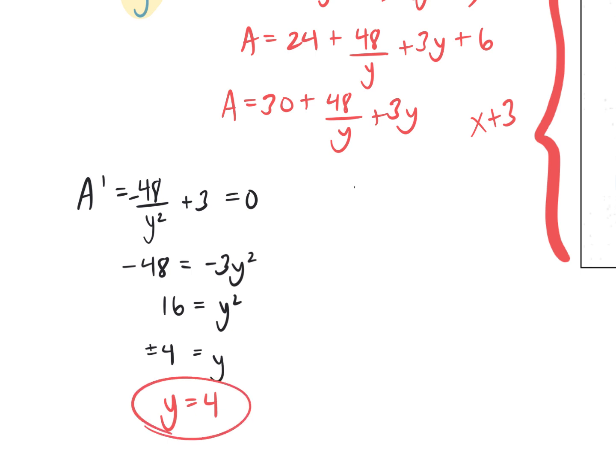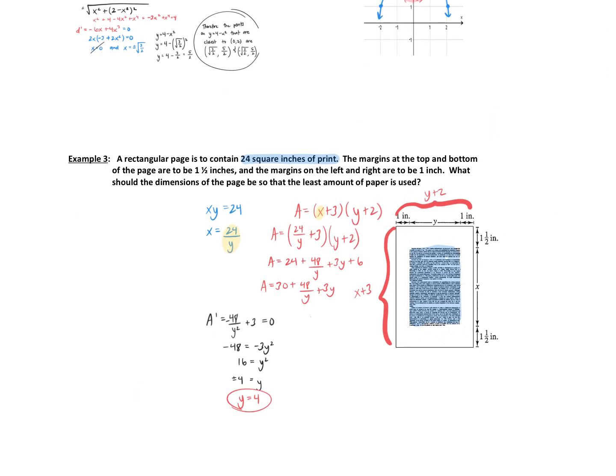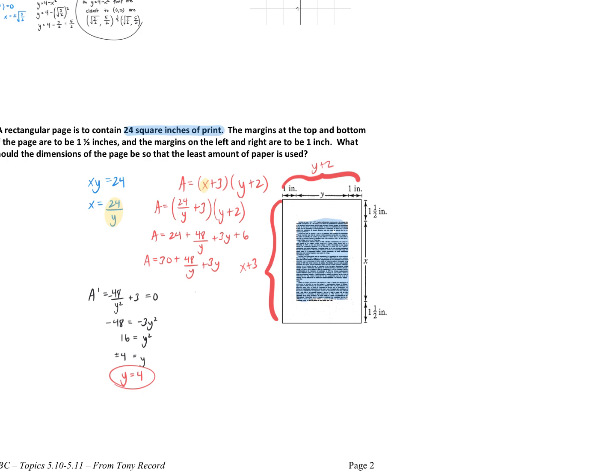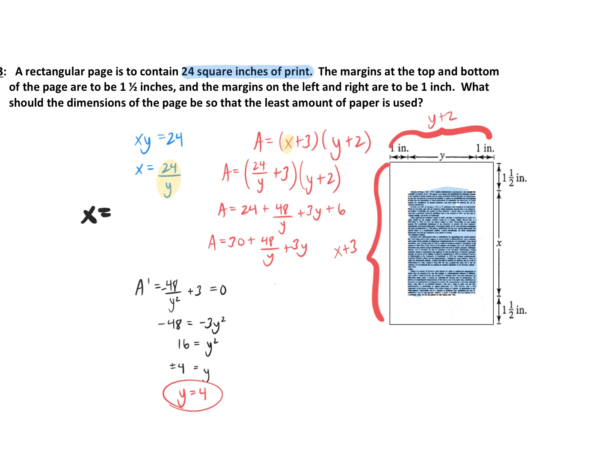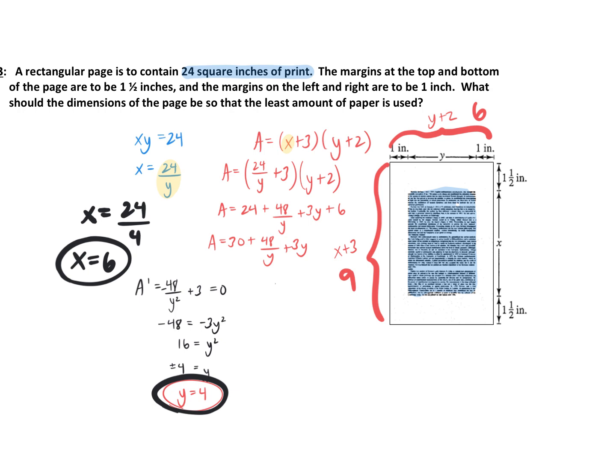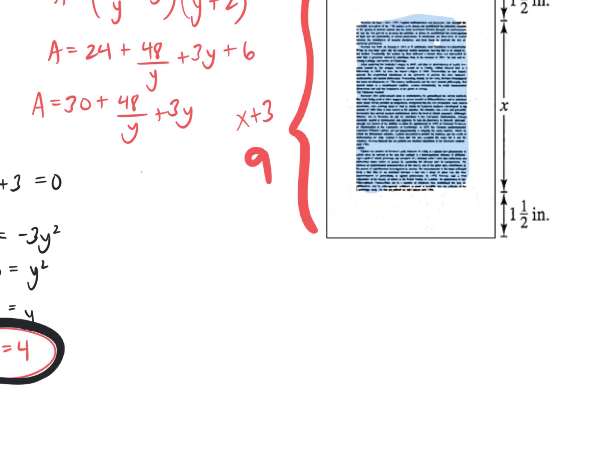And then I can take that y value being 4 and plug it back in, but be careful, because what is the question asking us? Is it asking us about the size of the paper or the size of that blue text? Size of the paper, right? So we're using the dimensions of x plus 3 and y plus 2. So the dimensions of the paper should actually be what? Oh, we need to find x first, don't we? Let's find x first. If I find x, I get 24 over 4, which is 6, right? So I've got x, I've got y. If I plug that back in here, I get 9 and 6. So my dimensions answer the question here.